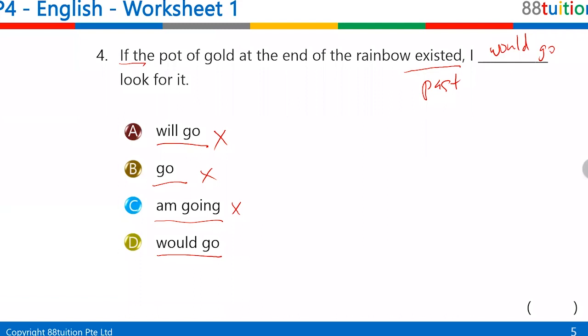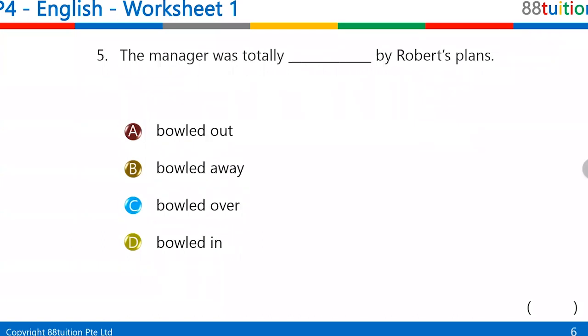If the question is, if the pot of gold at the end of the rainbow exists, I change this word to E-X-I-S-T-S. S because singular, one pot of gold. Then the answer will be I will go. So if it exists, because singular, then you will say will go. But because existed, you say would go. Understood? Let's go to the next one.